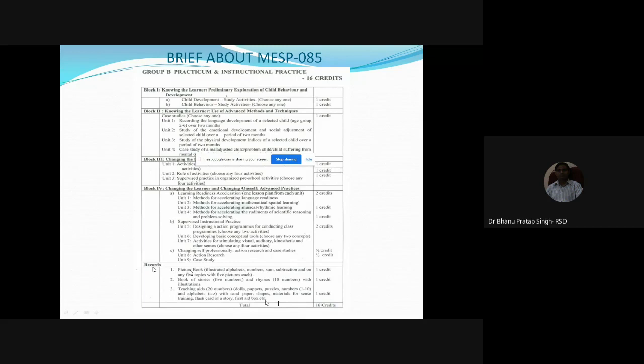The picture book carries 1 credit, the book of stories carries 1 credit, and the teaching aids you have to submit and produce. It may be in the form of a file, or workable teaching aids, as I showed you yesterday. But it is better to take photographs of these teaching aids. Now, today time is there, so I am discussing how to prepare a picture book and how to prepare stories and rhymes.